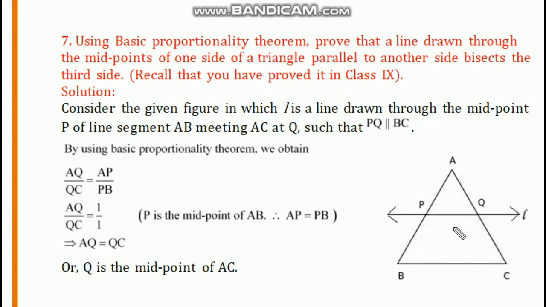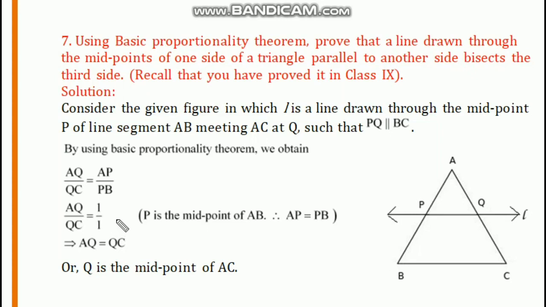If the line is parallel to any one side of the triangle, then we know that the ratio of the remaining two sides are equal. So we know that AQ by QC equal to AP by BP. At the same time, already we know that P is the midpoint, so AP equal to BP. For example, if AP is 2, then BP is also 2. If AP is 6, BP is also 6. Any value, for example 5 divided by 5, because that is the midpoint, so we get 1 divided by 1.